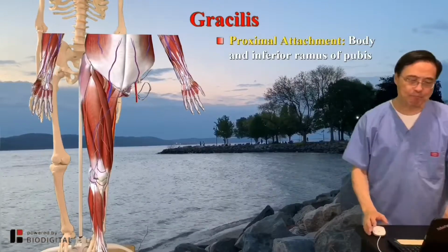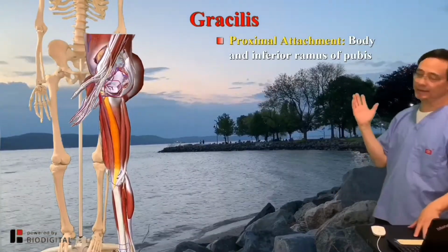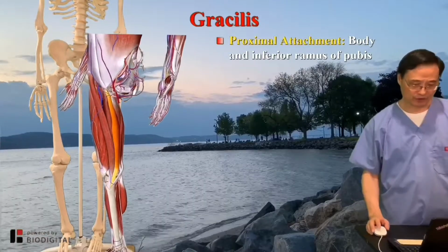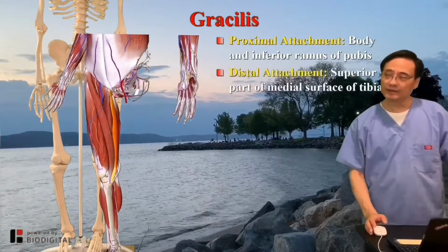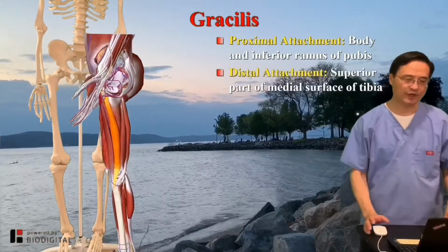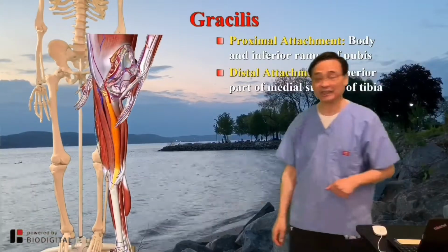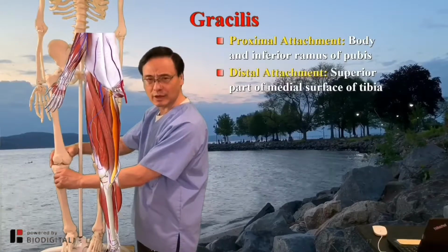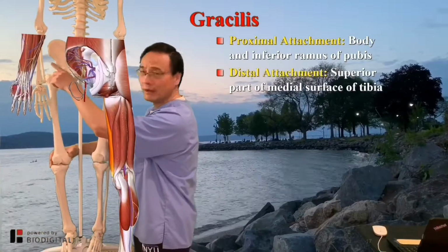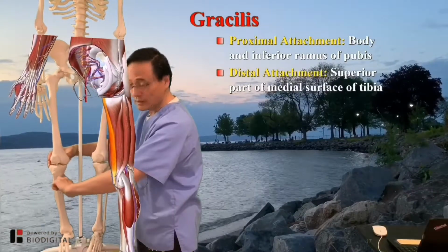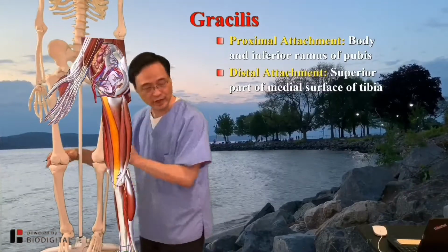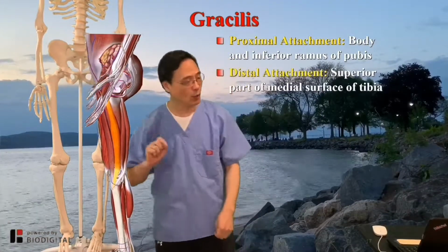Proximal attachment: body and inferior ramus of the pubis. Distal attachment: superior part of the medial surface of the tibia. Now, who did we mention before also attaches here? Sartorius, all right? So far we have two here. Later we're going to add one more.